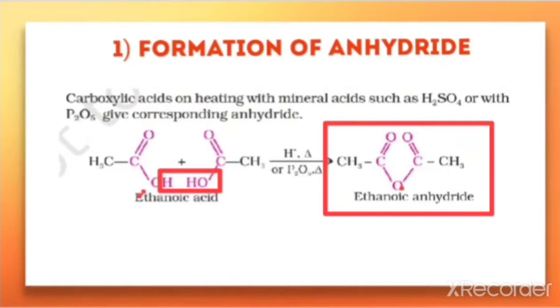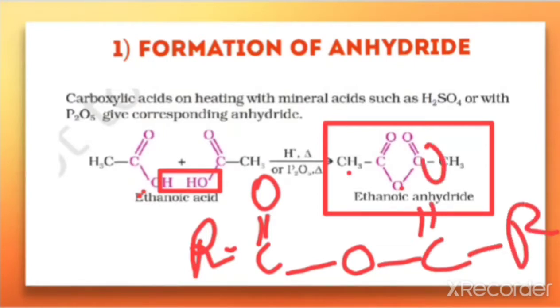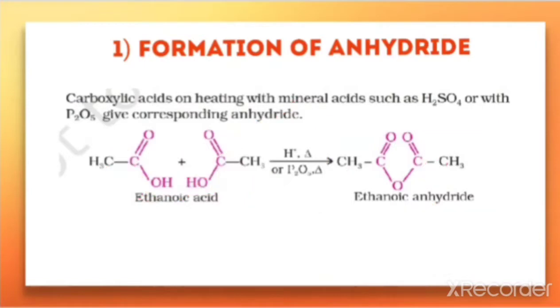If you remember, we have already learned the general formula of anhydride, that is RC double bond O, O, C double bond O R. So this is the anhydride where R is CH3 here. You can make any anhydride by taking any two carboxylic acids and writing them in this way, as it is shown here. So you can very easily make the carboxylic anhydride in this way.